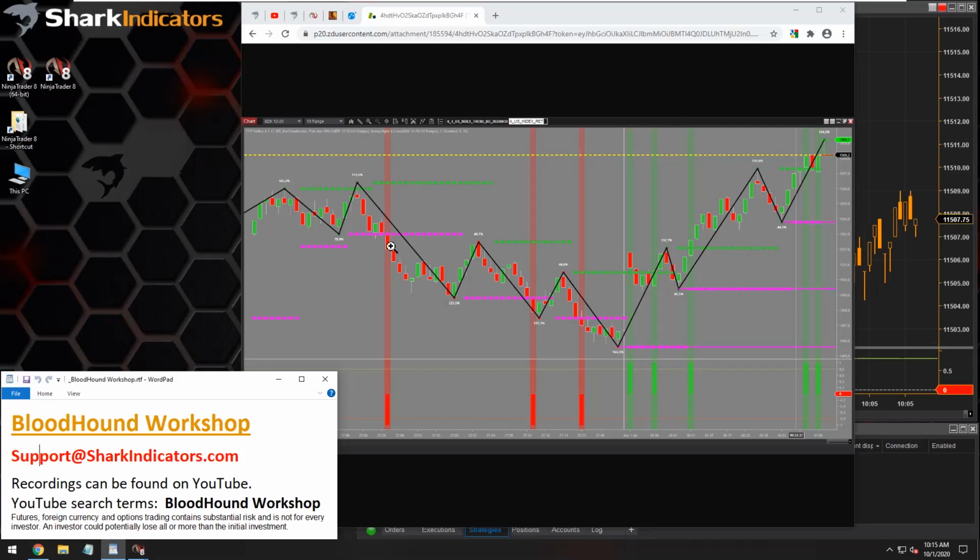So these short signals are exactly what's wanted here. Only one signal per break of the swing line.